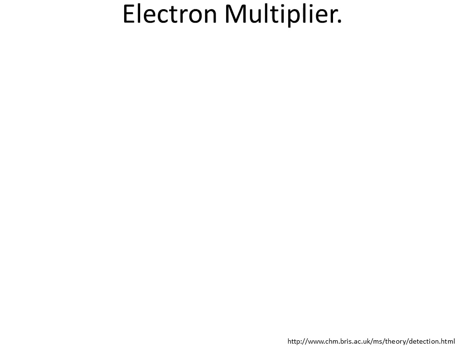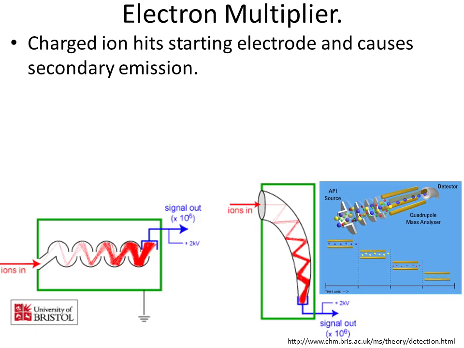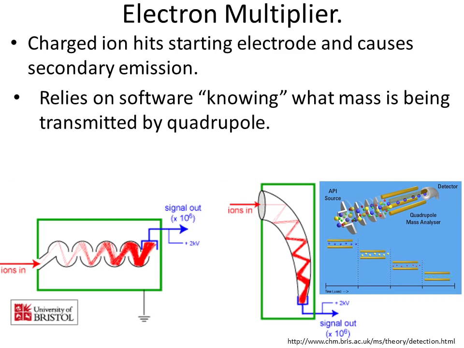While the orbitrap incorporates a detector by inducing a current in detector plates, triple quads, quad TOFs, and ion traps need detectors after the mass analyzer. Triple quads and ion traps use dynodes where a charged ion hits an electrode, creating a secondary electron that increases or amplifies the signal. The mass is determined by the software knowing what the voltage and the radio frequency of the quadrupole was, and those values determine a certain mass.